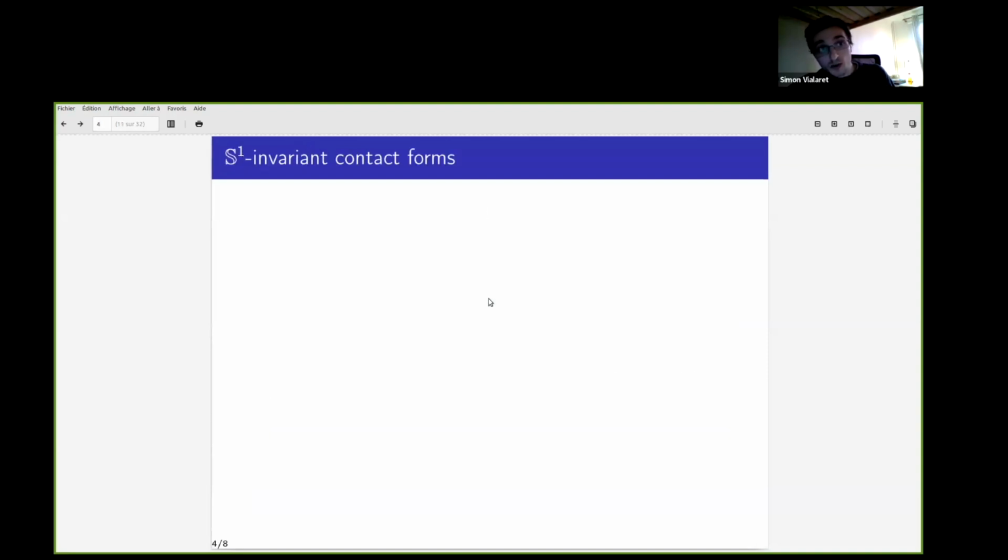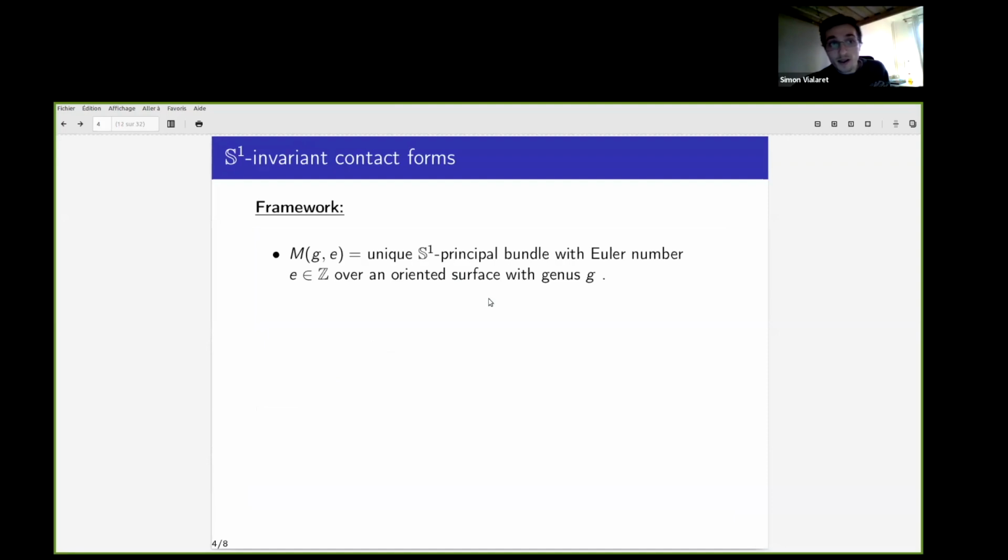So let me now move to the setting. We will work in dimension 3, and the family of manifolds that we will consider are total spaces of S¹ principal bundles over surfaces. For the notation, for g and e two integers, we will write M_{g,e} for the total space of the unique S¹ principal bundle with Euler number e over some oriented surface with genus g. Another way to see those manifolds is just a closed 3-manifold endowed with a free action of the circle on it.